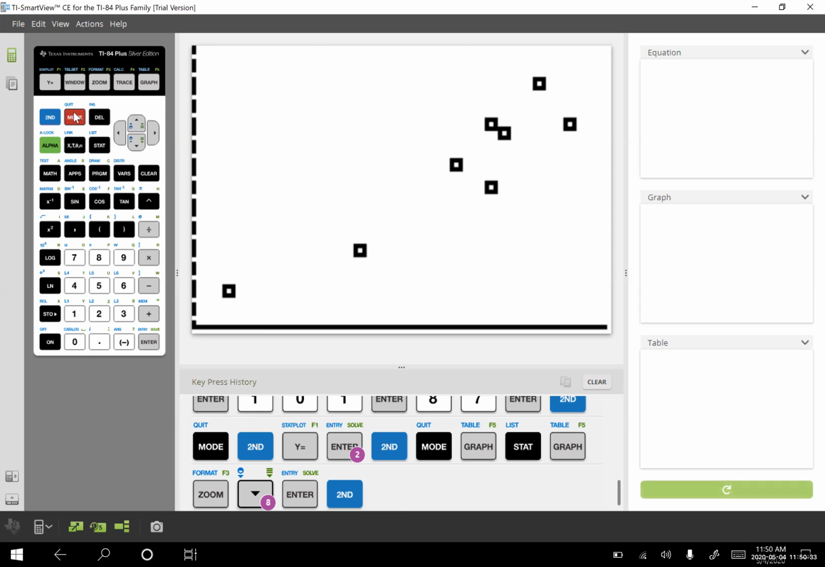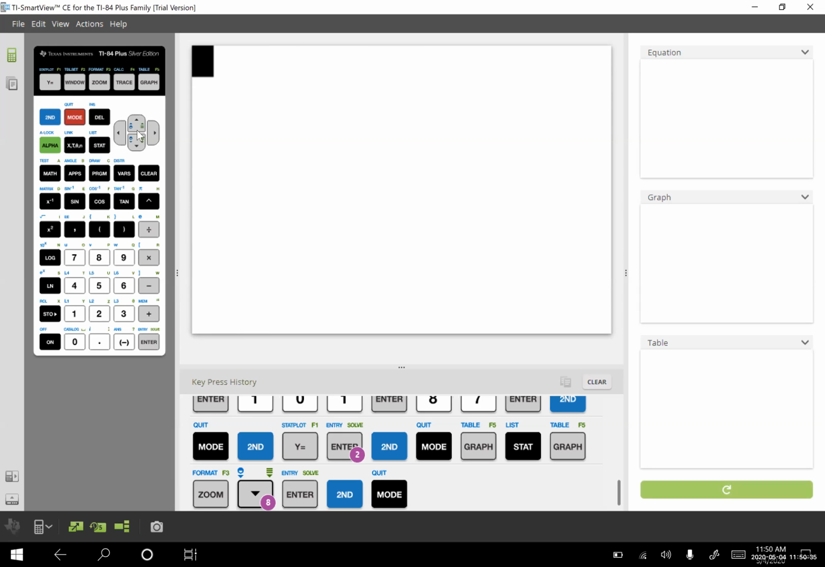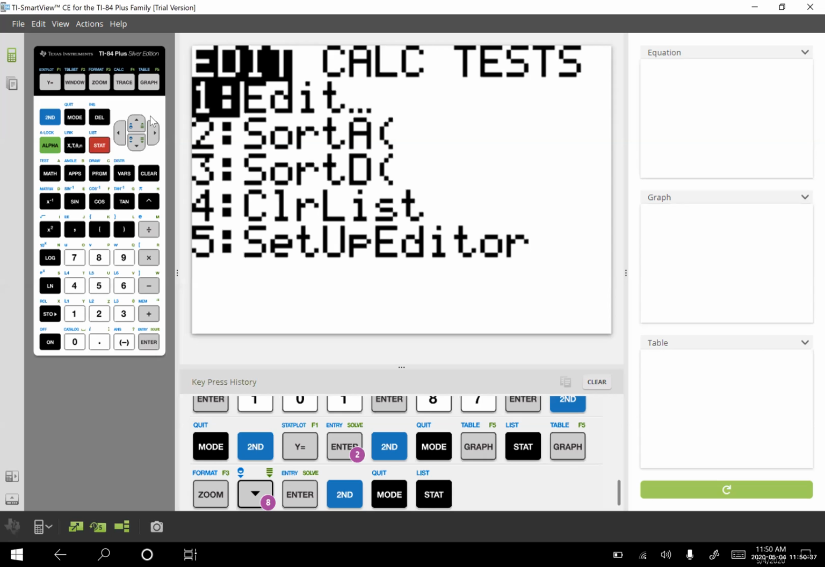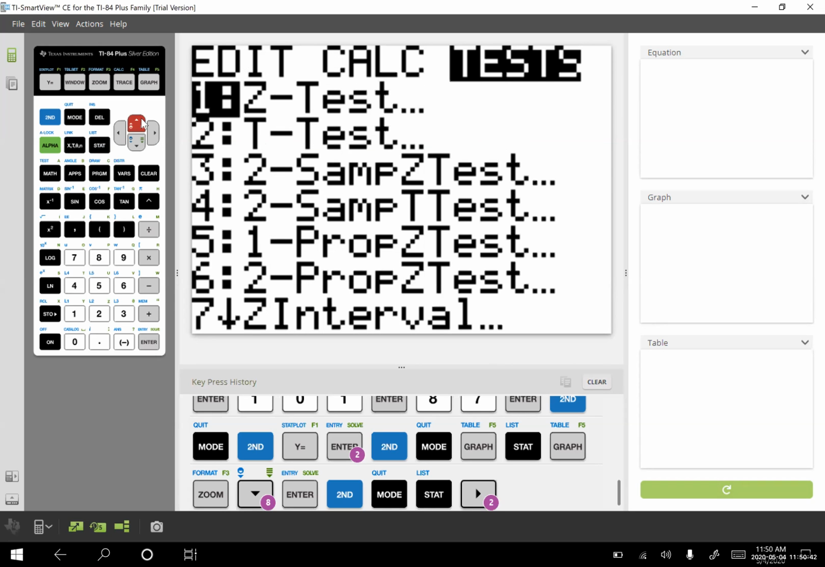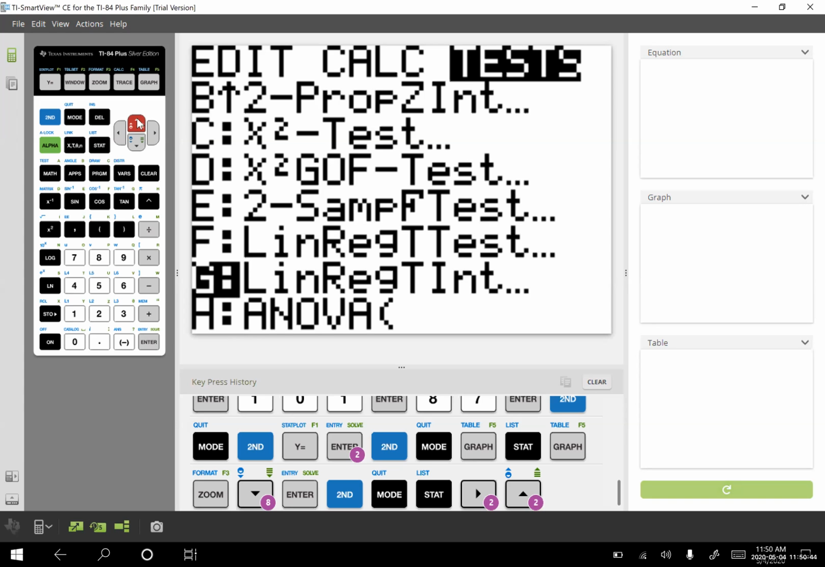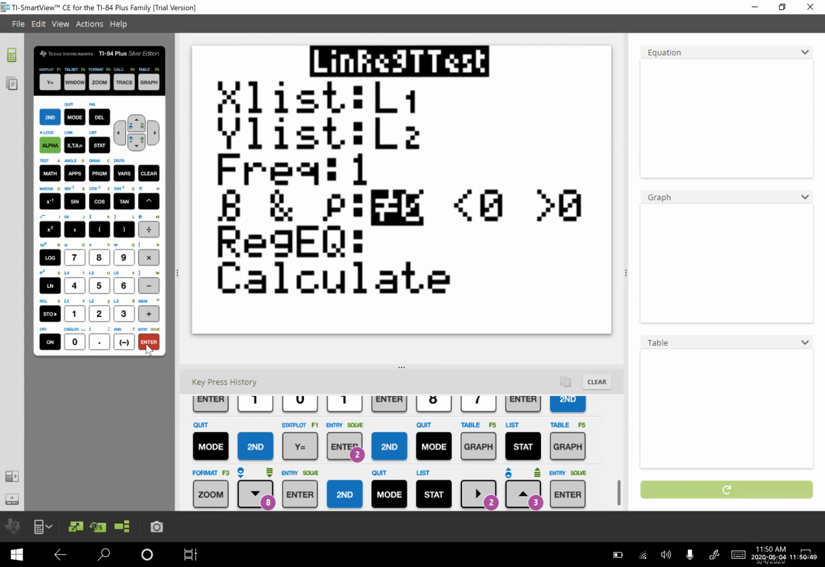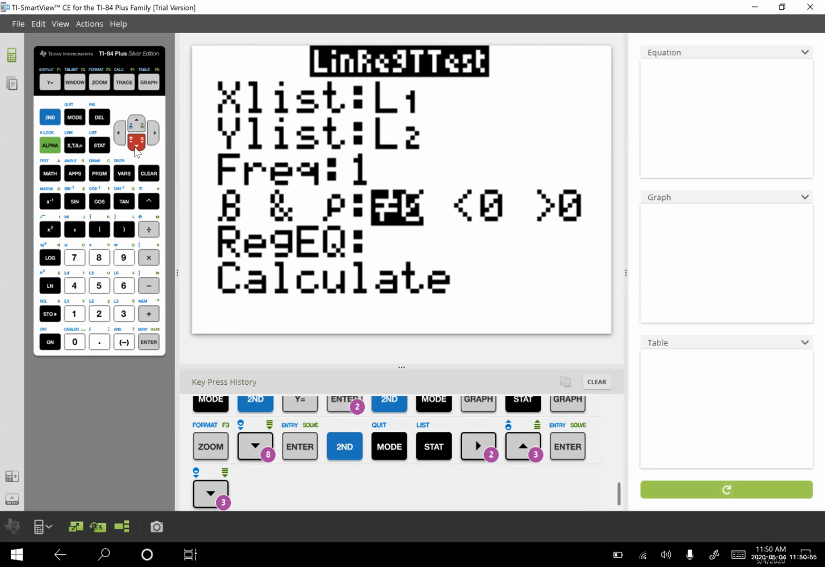So let me get out of here. And now I'm going to go into stat, tests, and I'm going to go to Linear Regression T-Test. Normally it's way here at the bottom, so I went all the way down to F, and I'm going to hit enter. And they want list 1 to be your X and list 2 to be your Y. You say sure. Okay. In general, I use not equal to. Most of the problems we're going to deal with are going to be not equal. And let's see what we got here.